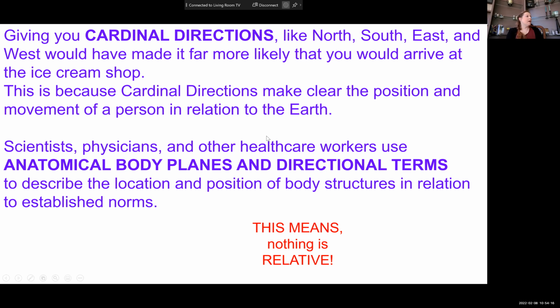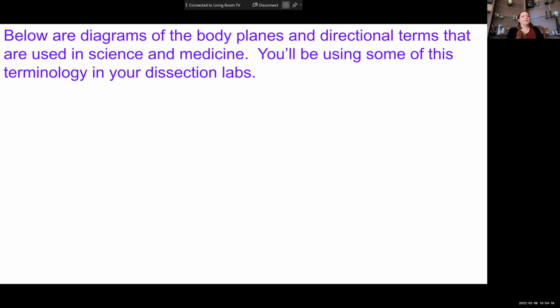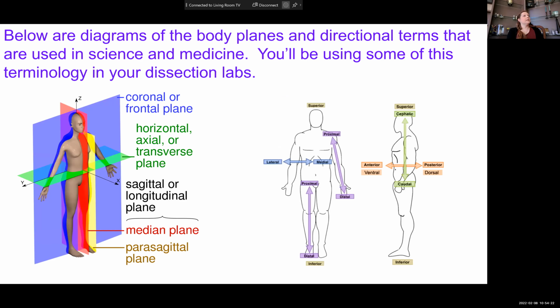So nothing is relative. Below are our diagrams of body planes, these are the ones we just talked about, and you'll be using some of these in your dissection labs. The other thing that we didn't talk about before is proximal and distal, and it has to do with where the center of your body is. Say I had a tumor right here on my leg. In relation to the kneecap, it's proximal, it's closer to the center, right? But in relation to the hip, it's distal. Does that make sense?